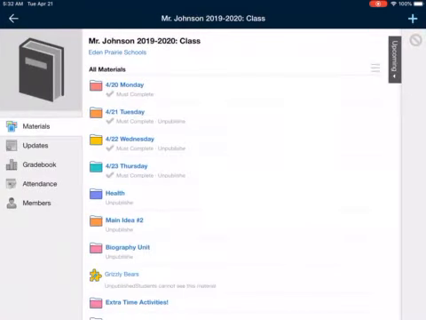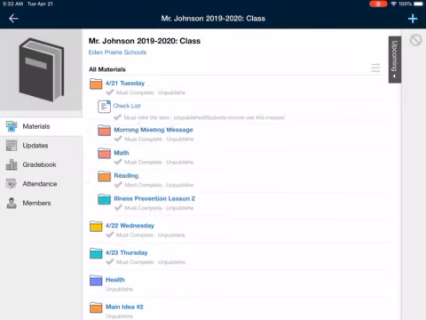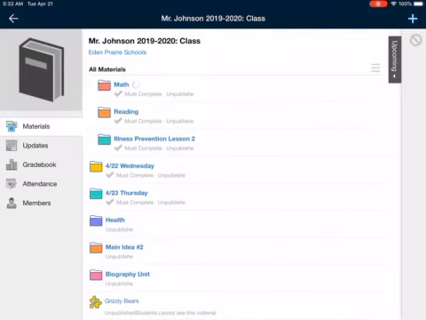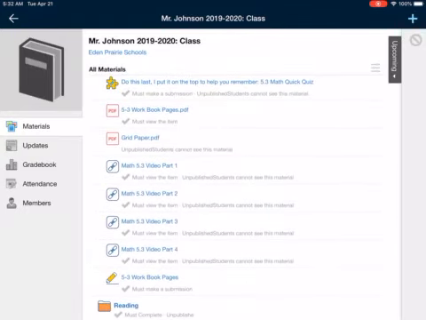I'm going to go to Schoology. Looking at 4/21, Tuesday today. So the 21st, open up Tuesday. Going to go to the math folder. When I open up the math folder, the math quick quiz is the first thing. It says, do this last. I put it on top to help you. So 5.3 math quick quiz. You're going to watch this video first, then you're going to do the quick quiz.